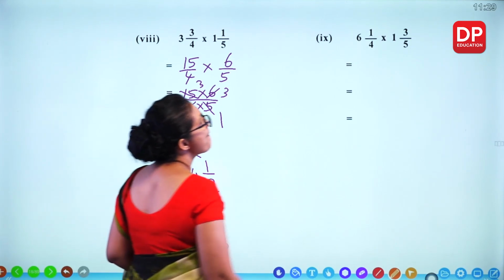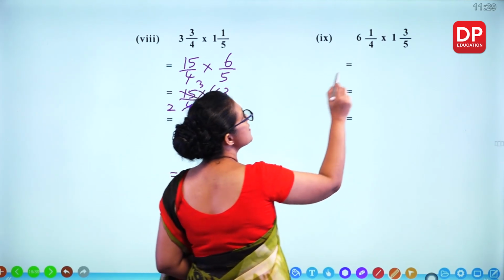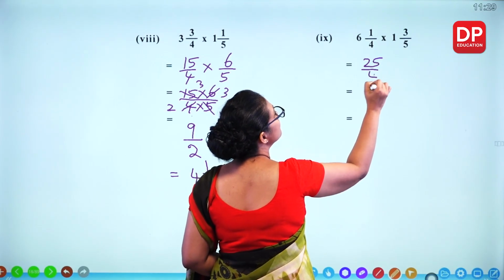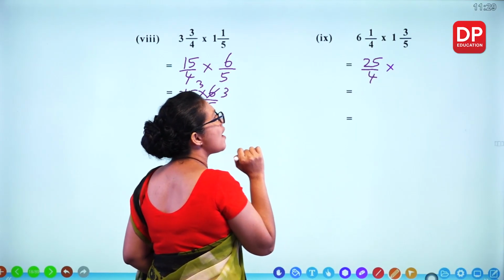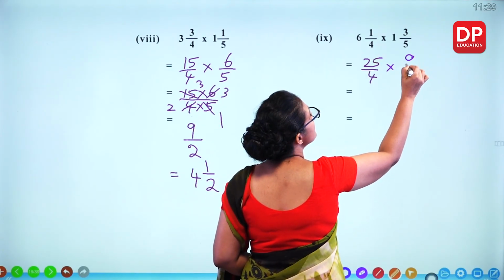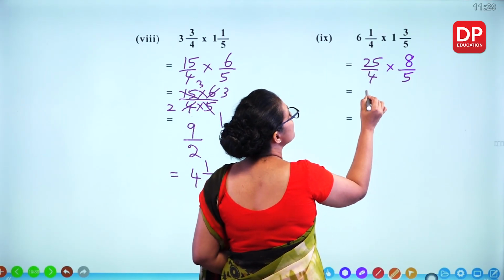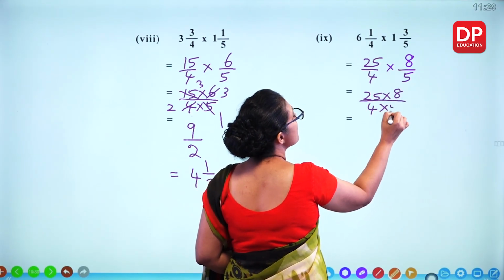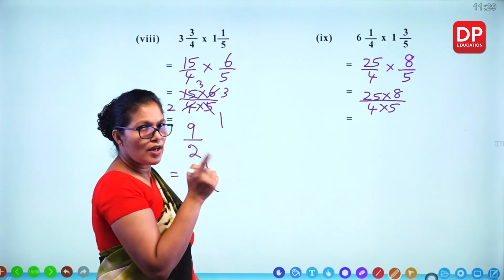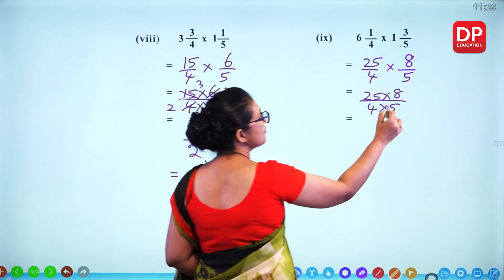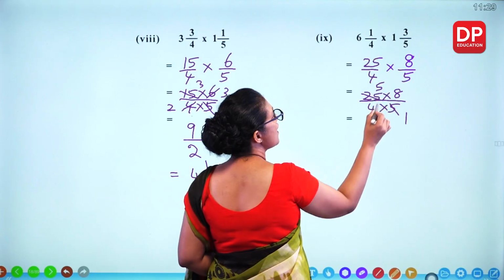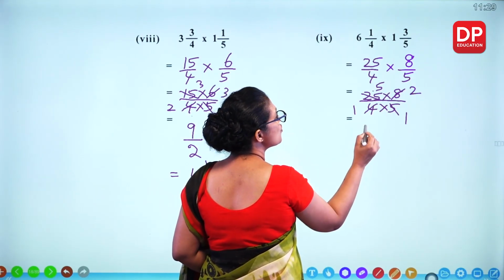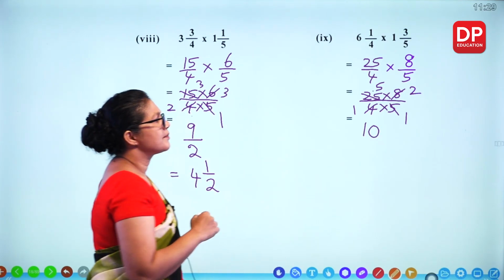This one, convert to improper fractions. 4 times 6, 24 plus 1, 25. This one, 5 times 1, 5. 5 plus 3, 8. Multiply the numerator separately and the denominator separately. Now check whether you can simplify. 5 times 1, 5 times 5. 4 times 1, 4 times 2. You get 5 times 2 is 10.